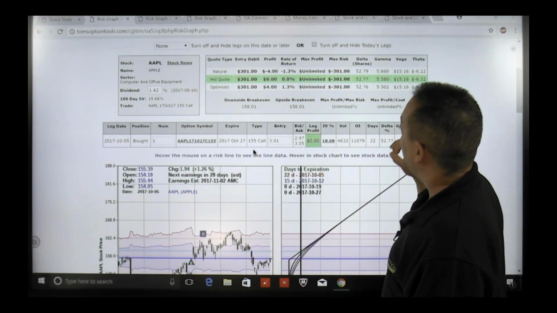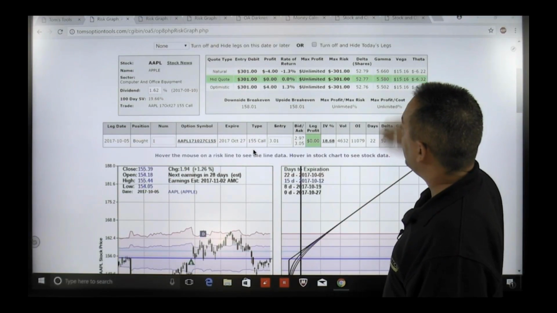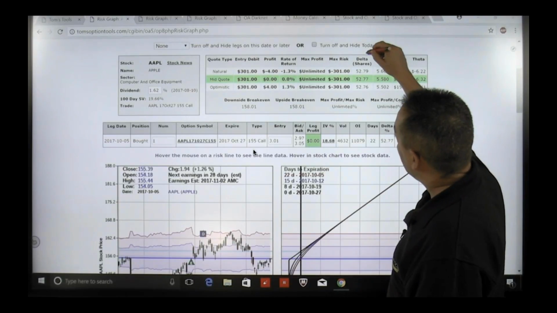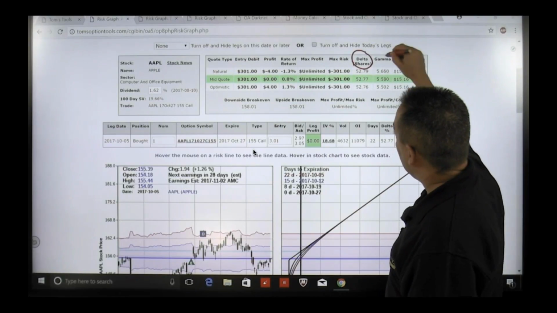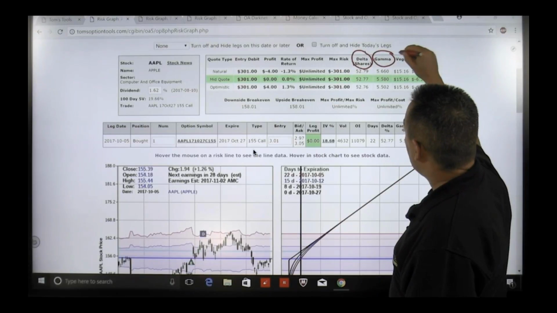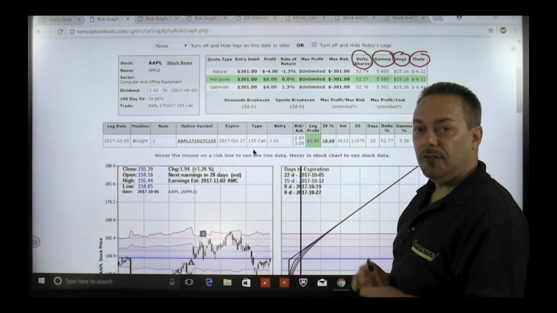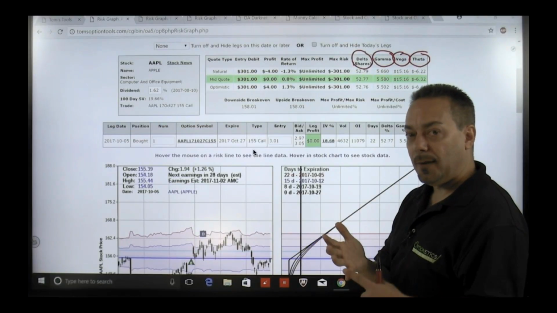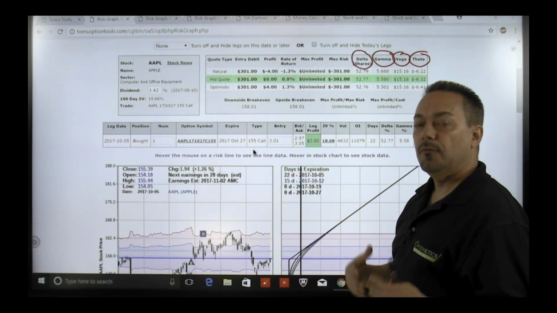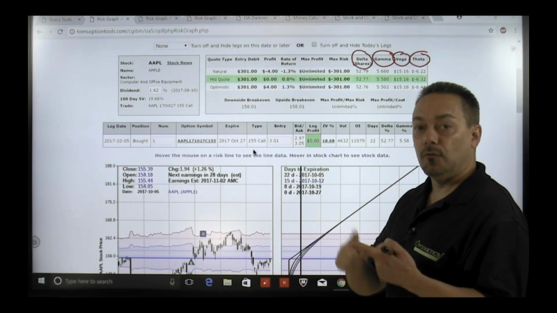The other things that we will go into in more detail, and I plan on sharing this with you later on, are delta, gamma, theta, and vega. These are option Greeks. These help us determine not only the price of options, but how they move with respect to both direction and time.